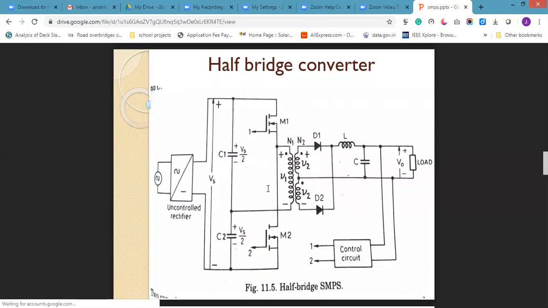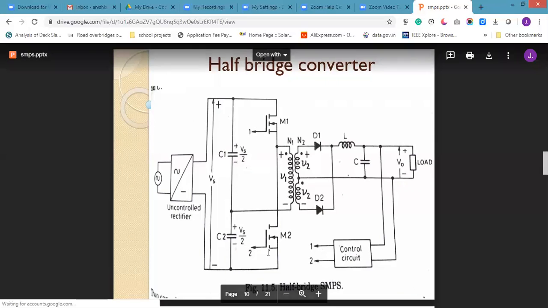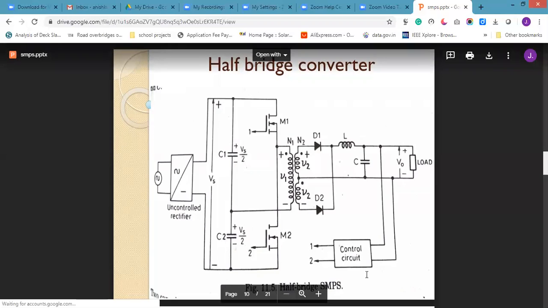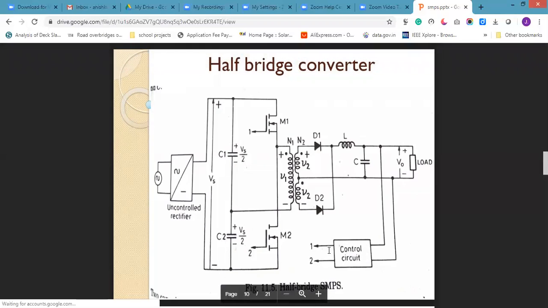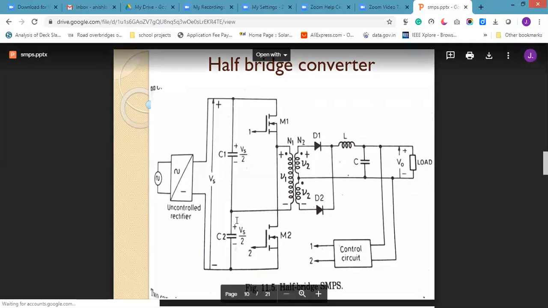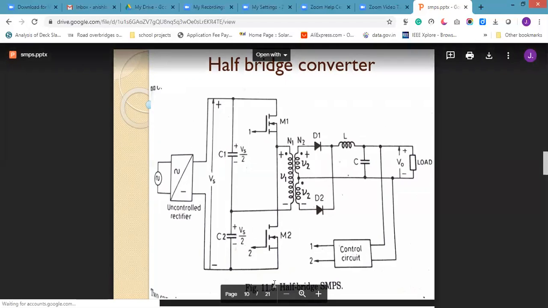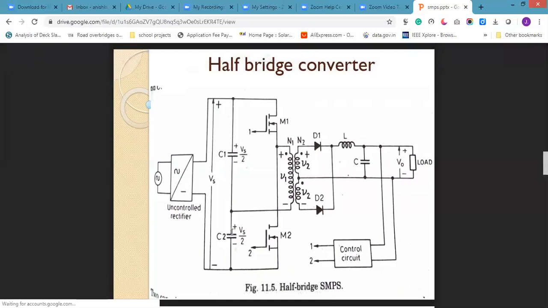Initially there are two switches, M1 and M2. As the switch we can use a transistor, MOSFET, IGBT, SCR, etc. The switches are controlled by this control circuit. Control circuit 1 is connected to switch 1, and 2 is connected to switch 2. Now both the switches are off, so the supply voltage will go and be stored in the capacitors C1 and C2.